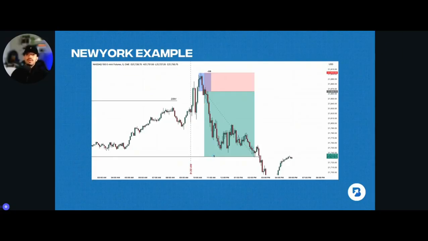And it's not just a random level of sell side liquidity. That is our dealing range low. And you can see once price takes out the range low, it has a little reaction away. And this is the exact framework you need for New York.